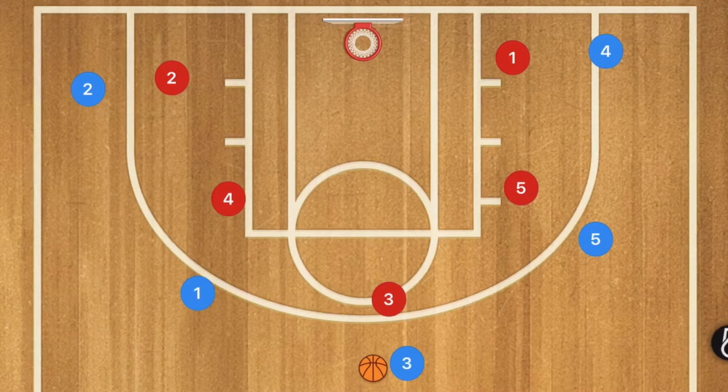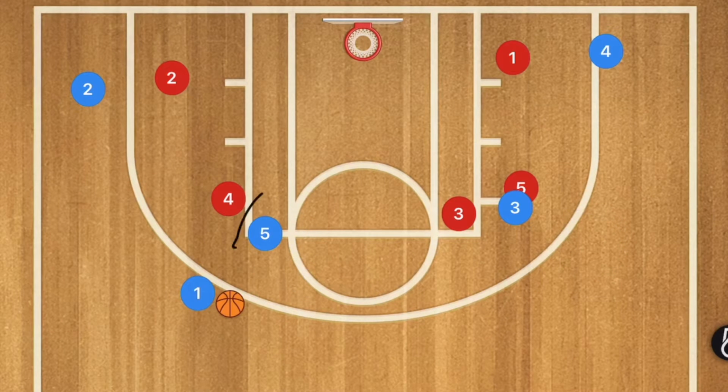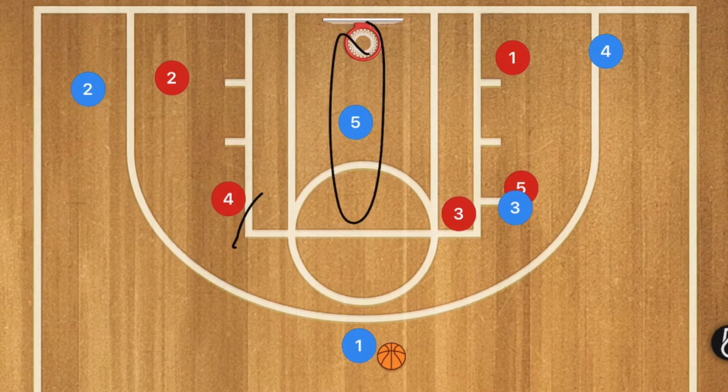Now at this time, again, same idea. Pass, screen away, and then player 5 is going to go and screen for player 1. This is going to be a very quick and easy play, and player 5 may be open down the middle of the key. Basically, pass, screen away, STS. This is a fantastic play. Try it with your team, and let us know in the comments below how it goes.